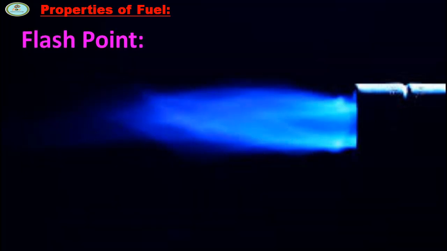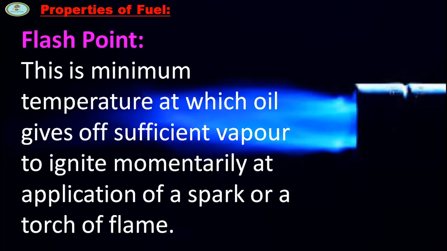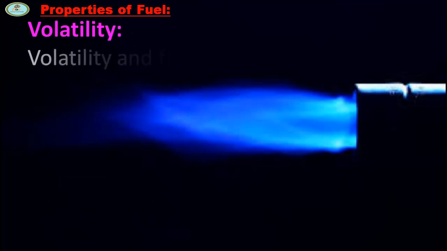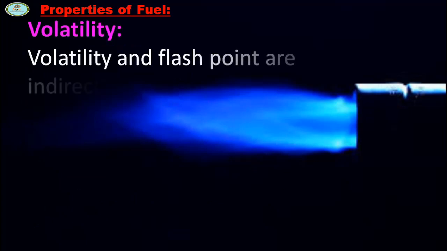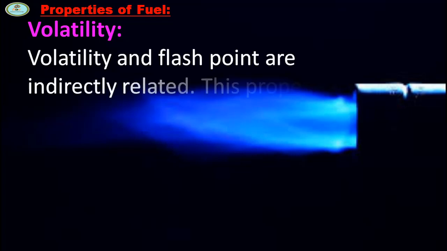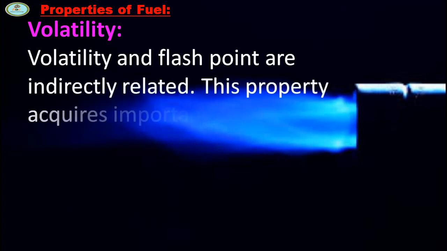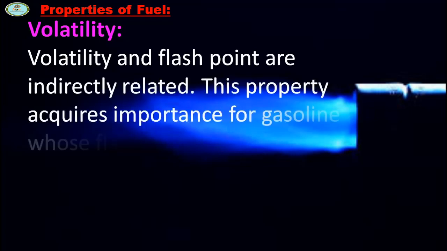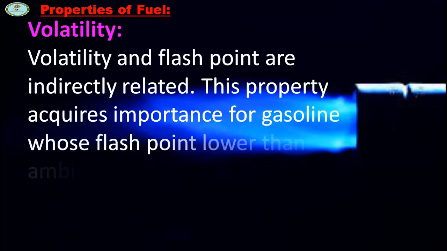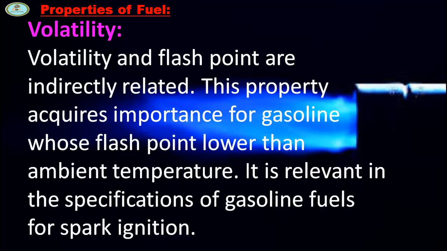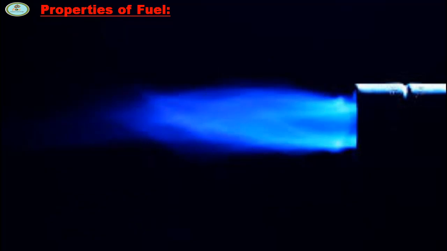Flash point. This is the minimum temperature at which oil gives off sufficient vapor to ignite momentarily on application of a spark or a torch flame. Volatility. Volatility and flash point are indirectly related. This property acquires importance for gasoline, whose flash point is lower than ambient temperature. It is relevant in the specification of gasoline fuel for spark ignition.